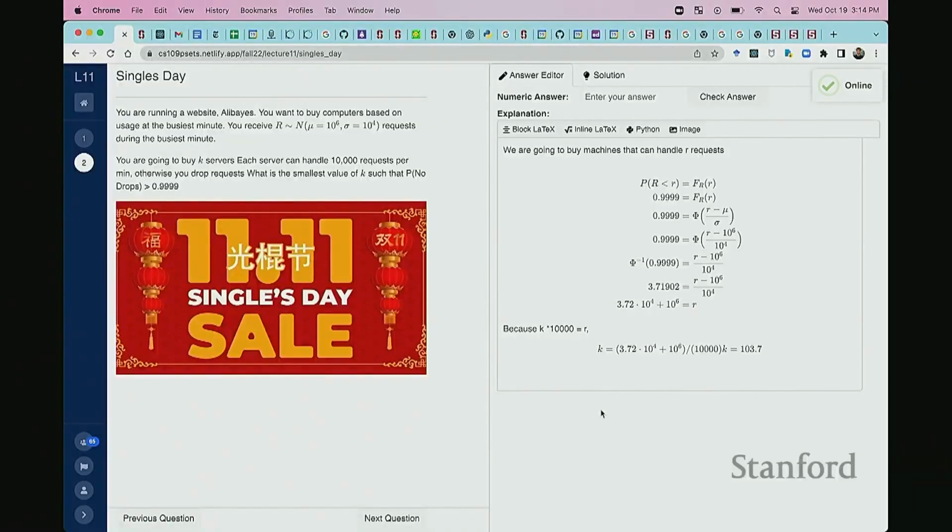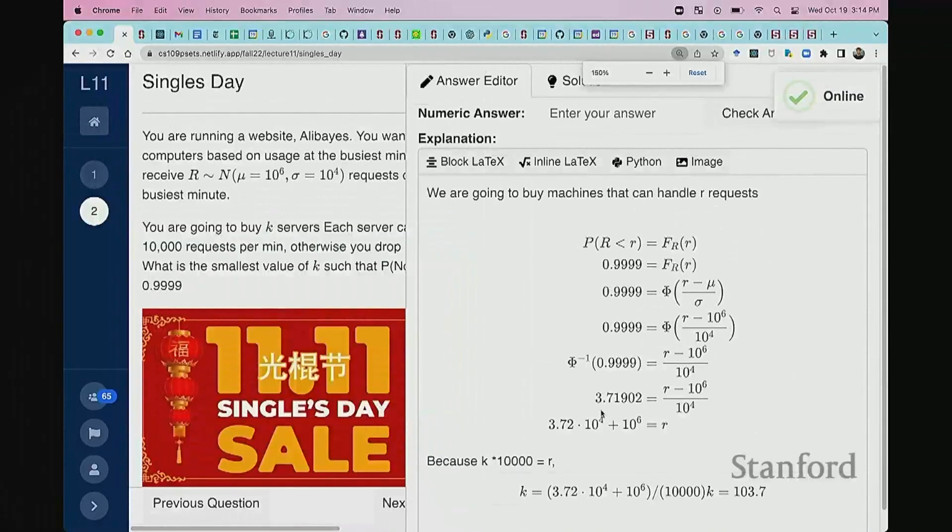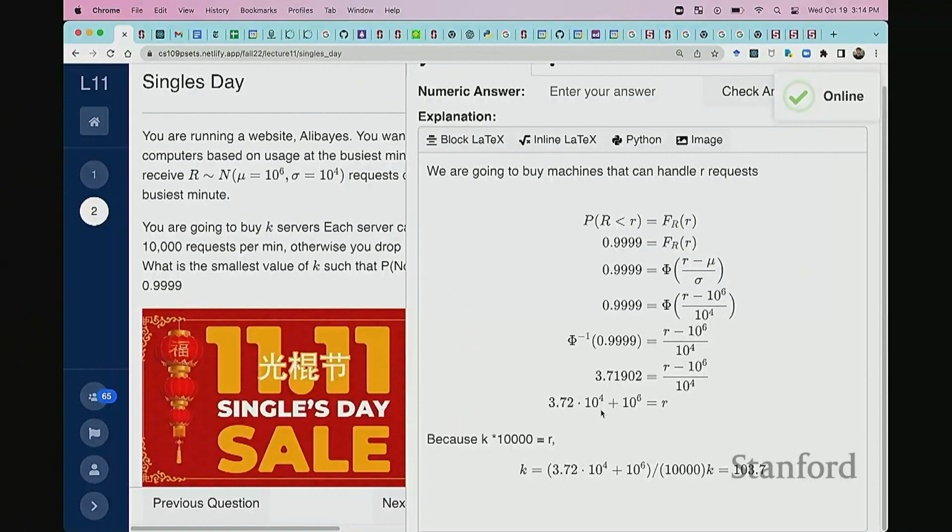Can you guys see that? Is that too small font? Folks in the back, can you see? Huh? Yeah. Okay.